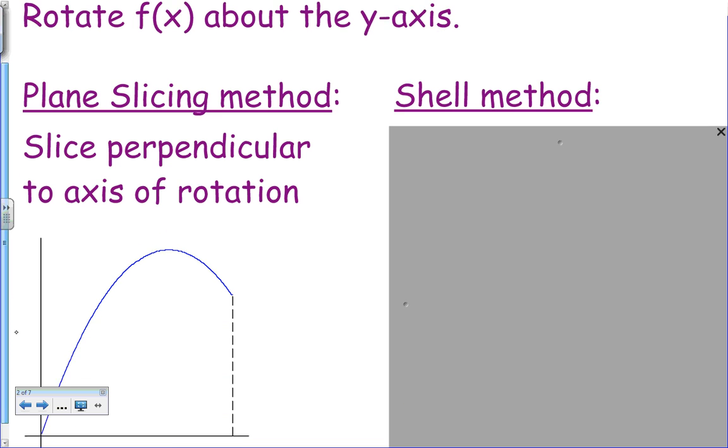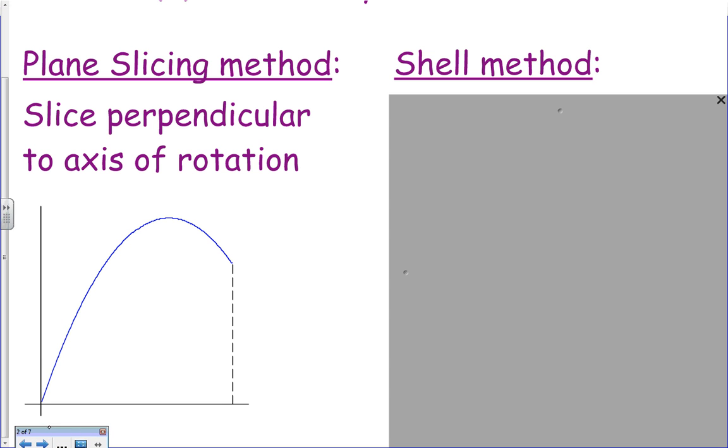Let's say that this is our function here, f of x, and we want to rotate this again around the y-axis. I'll mark that we're rotating around the y-axis, with a little arrow to indicate our axis of rotation. If you recall, with the plane slicing method, we had to draw in our slice perpendicular to our axis of rotation. That means we've got to draw a horizontal slice, since our axis of rotation is the y-axis, which is vertical.